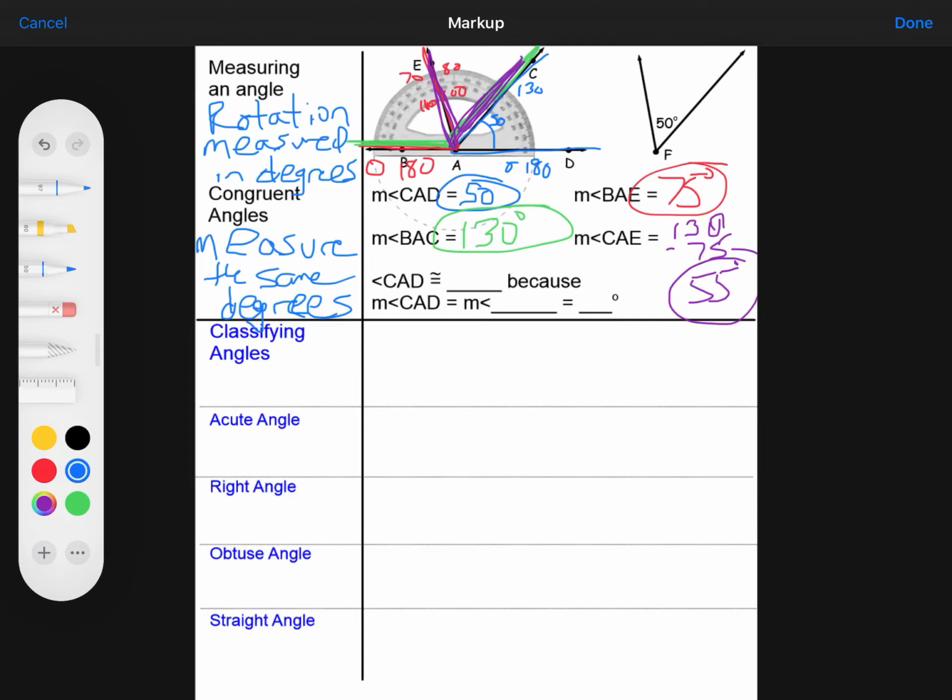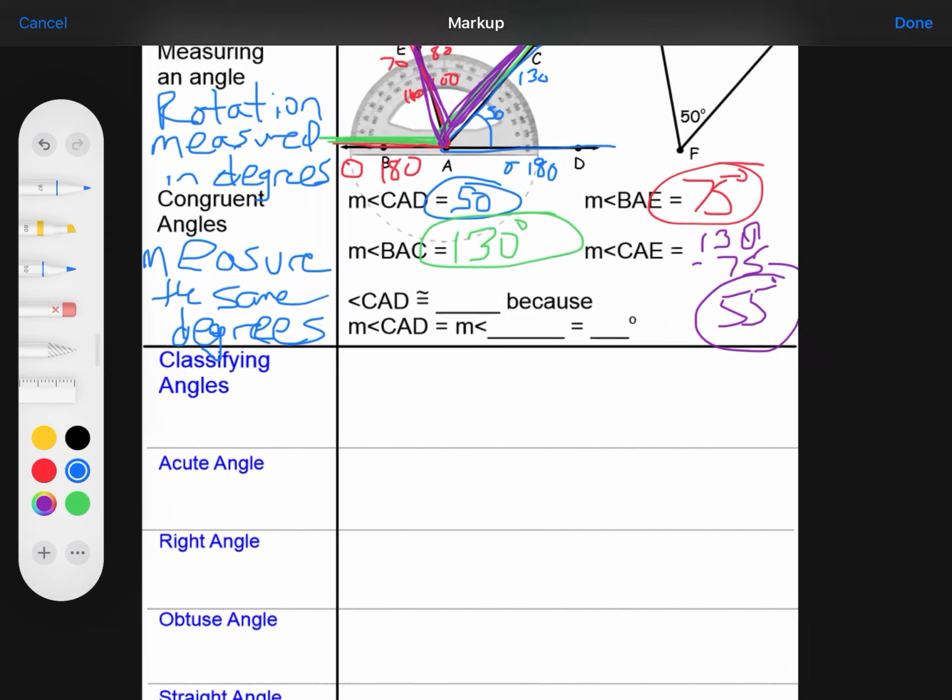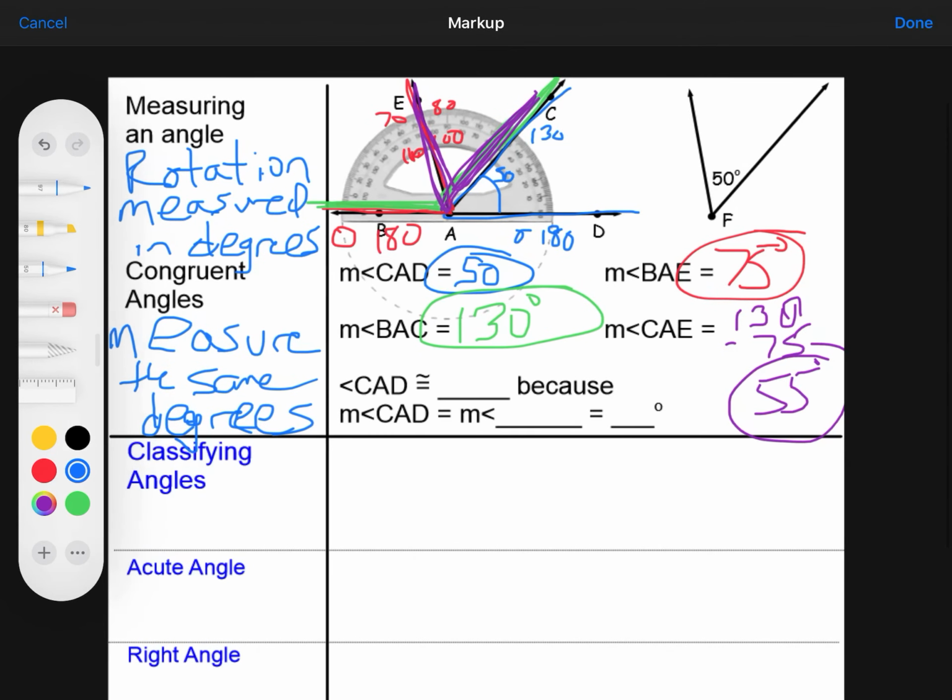Anyways, this blue angle that's 50 degrees, angle CAD, what is it congruent to? Well, it needs to be congruent to something else that's also 50 degrees. That equal sign with the little squiggle, the little tilde on top means congruent. What else is 50 degrees? Not the red angle, that's 75, not the green angle, that's 130, not the purple angle, that's close, but it's 55. And then eventually you look over here on the top right, and you're like, oh, look at that, that's angle F. Angle F and angle CAD are congruent because their measurements are both 50.